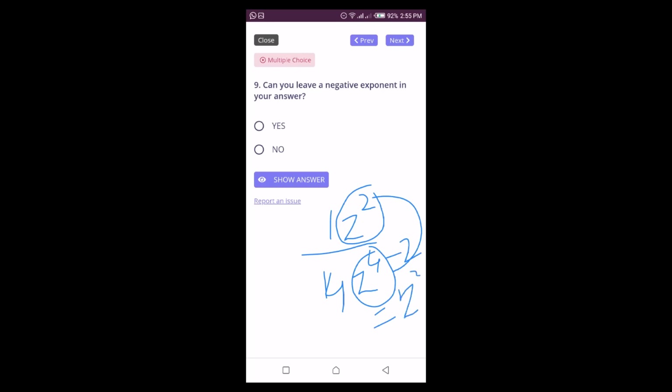But it will not be like this, that this z raised to the power 4 will go up, and then the answer will be again in the minus 2 exponent. That cannot happen ever. So just remember in your mind that the negative exponent, they can't be negative. We cannot leave an exponent negative in our answer. Now the next one.